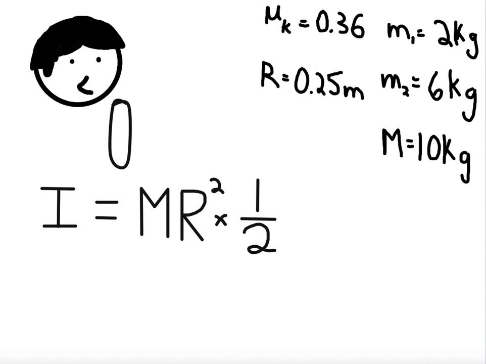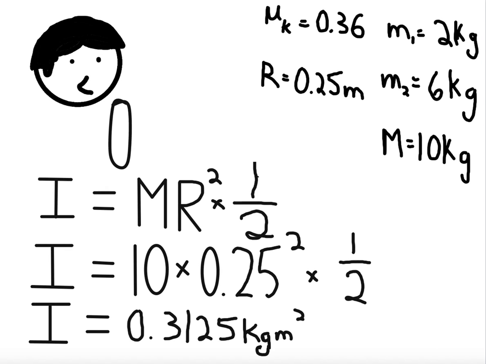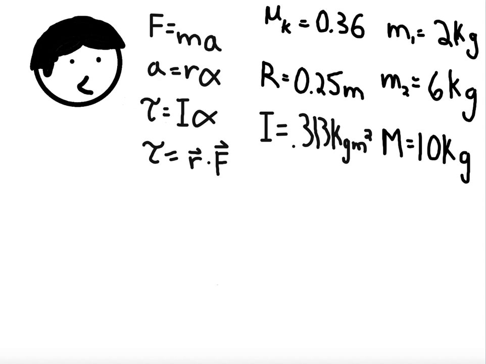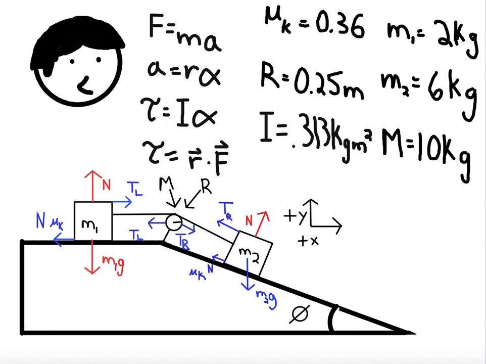So first we're going to find the moment of inertia for the pulley, the disc. So it's mass times radius squared times 1/2. Just plug in the values and you get 0.3125 kilogram meters squared, and we're going to put that up there for now. Other formulas that we're going to need are force equals mass times acceleration, acceleration equals radius times alpha, tau equals moment of inertia times alpha, and tau also equals radius cross multiplied by force. And that's the diagram we'll be working with.